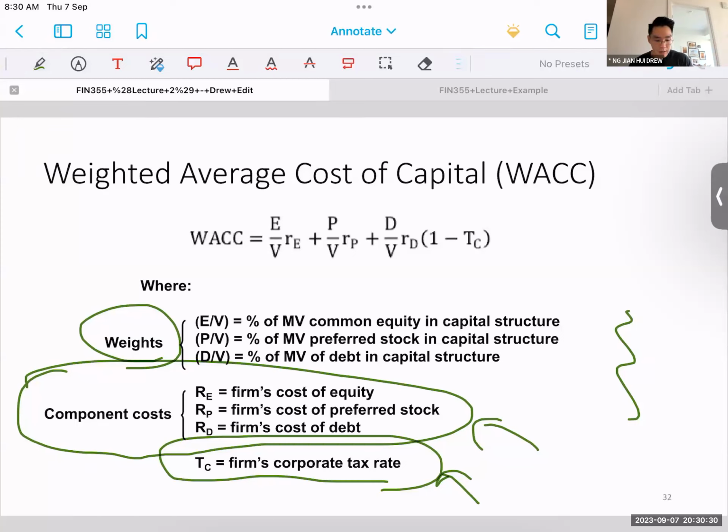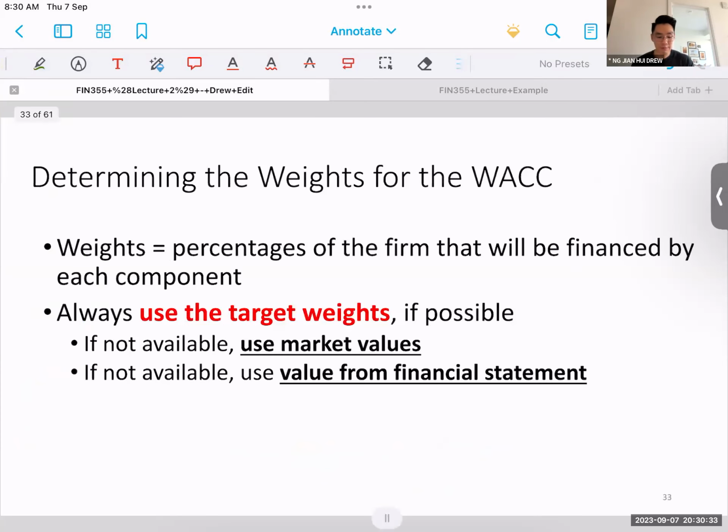Now, for the weight, in the next slide, we'll talk about the weight. In terms of weight, we always want to use target weight, so not even market value. What's the target weight? What is the target capital composition of the company? Capital composition meaning what is the target amount of equity, and what's the target amount of debt? So that's the one that we want to use, target weight. Of course, that is usually not possible in most cases unless it's being published. Sometimes they publish the target composition in the annual report, but most of the time they don't.